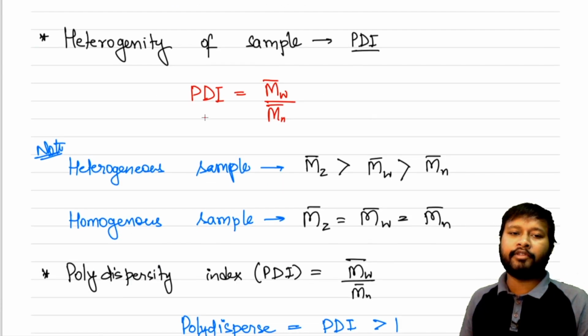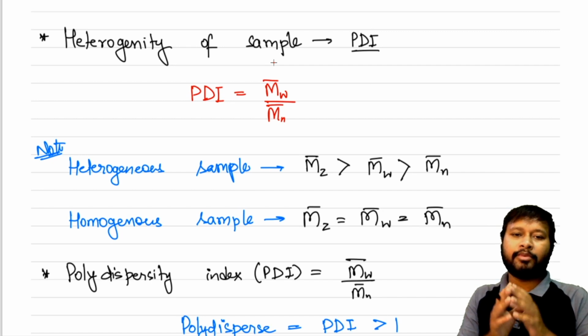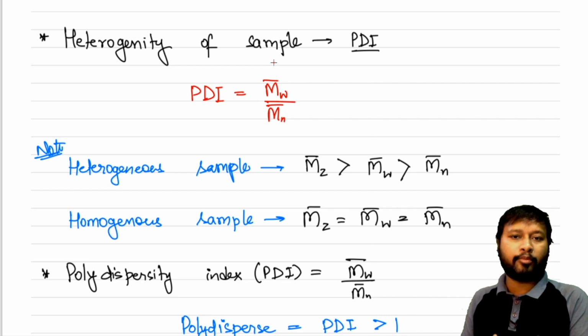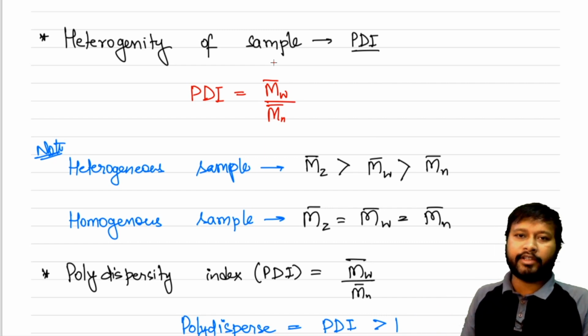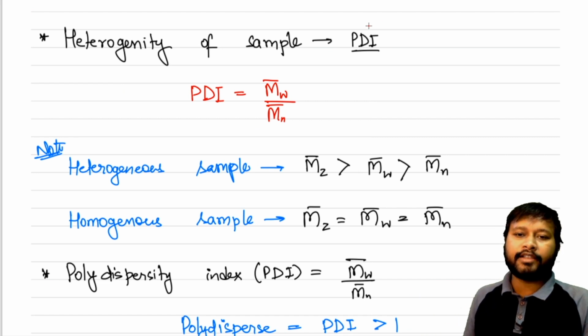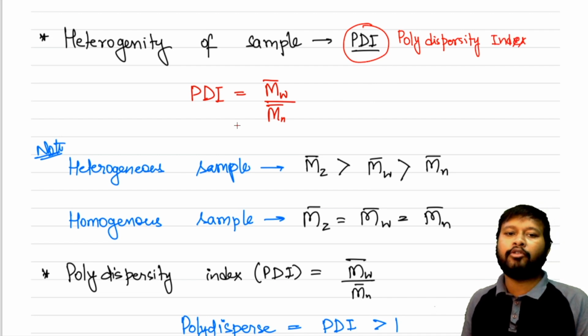Next particular thing which we will study is heterogeneity of the sample. So is the sample homogeneous or is the sample heterogeneous? Homogeneous and heterogeneous means the polymer is made up of the same type of monomeric unit or a different type of monomeric unit. That's what heterogeneity basically tells you. Heterogeneity means difference or different type of monomeric unit. So that is calculated by PDI. PDI is polydispersity index.